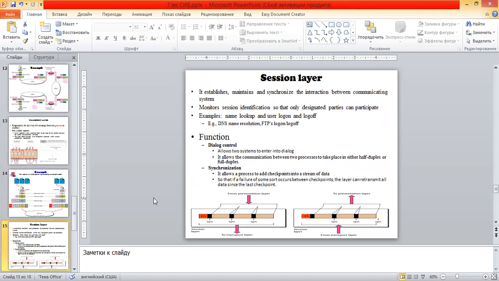So next layer is session layer. Session layer provides mechanism for controlling the dialogue between the two end systems. It defines how to start, control, and end conversations called sessions between applications.